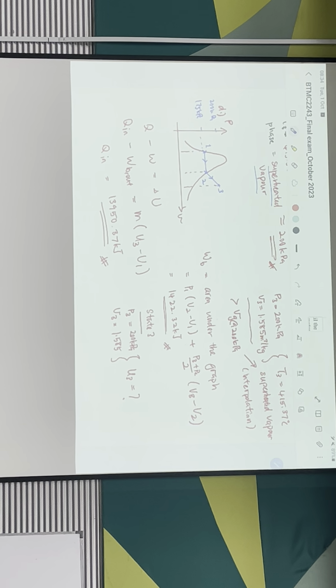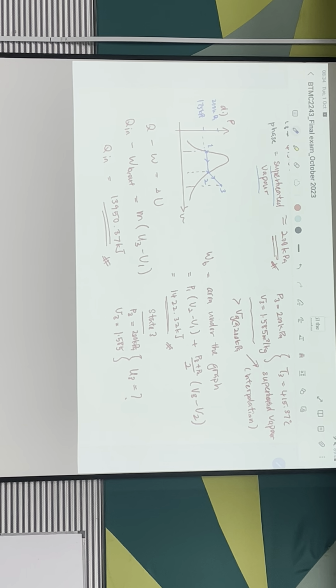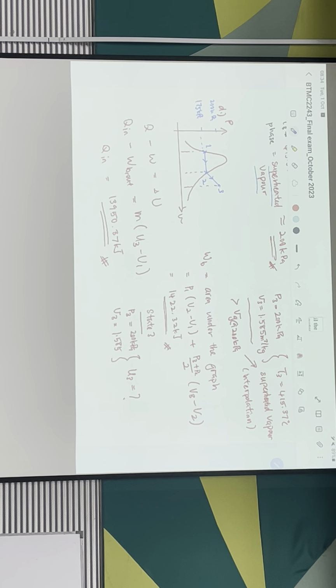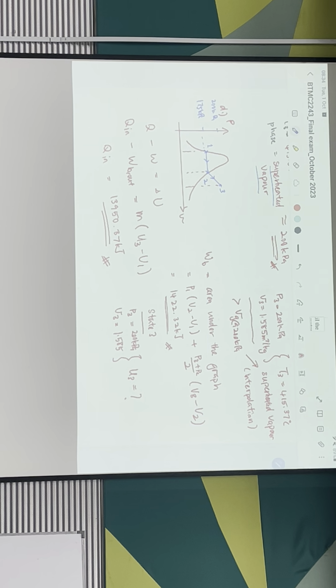Because you can only do that for a constant pressure process, which means that if you are asked to find the Q in for state 1 to 2, then yes, you can do it. You can do that only for state 1 to 2. But the entire process 1 to 3 you can't, because 2 to 3 is not a constant pressure process.